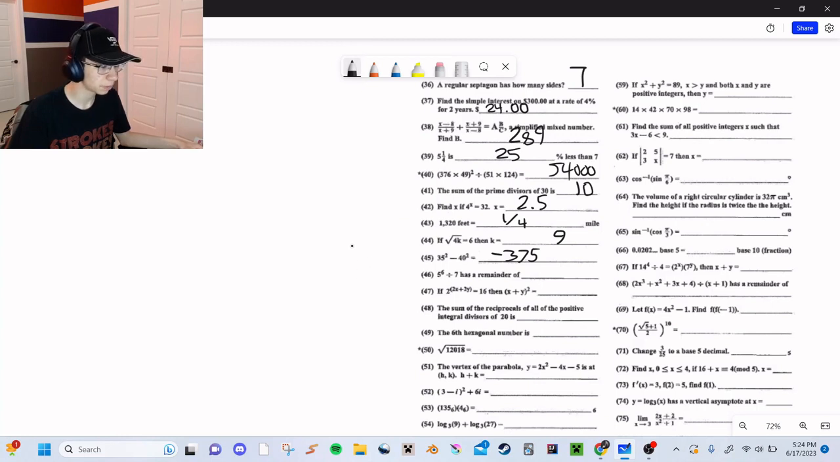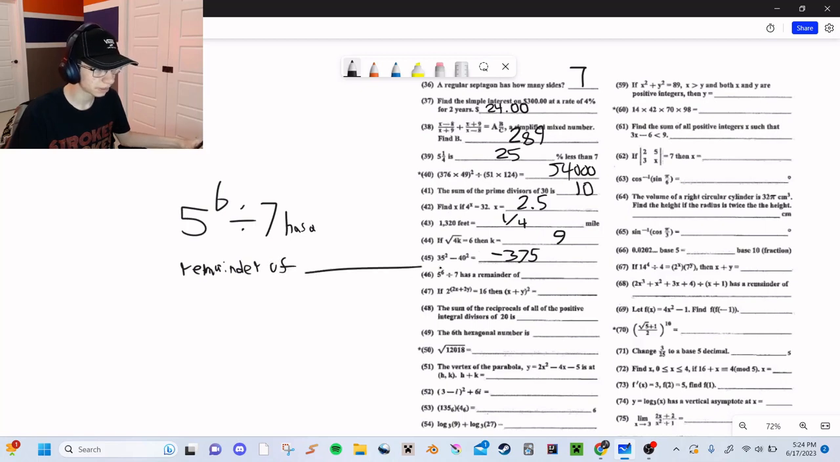Okay, 46. I want to make sure you guys get this one. 5 to the power of 6 divided by 7 has a remainder of blank. So how can I do this question? There's a simple trick. Immediately, I can put the answer as 1.